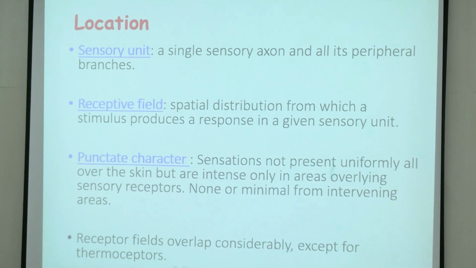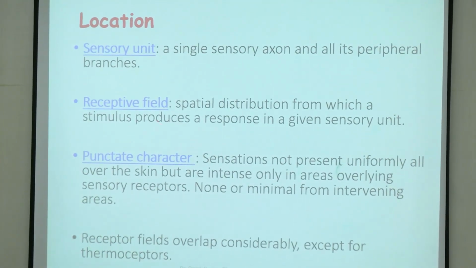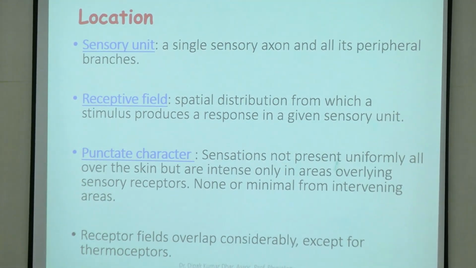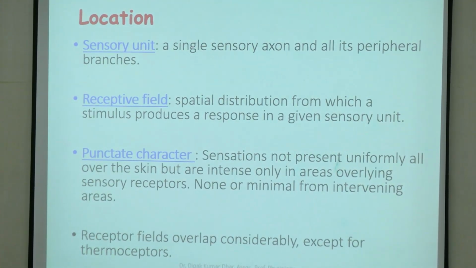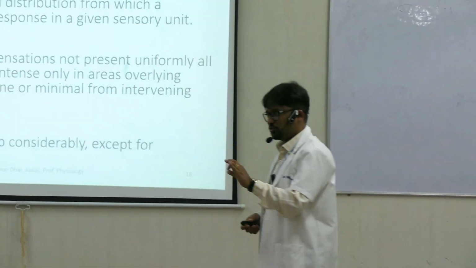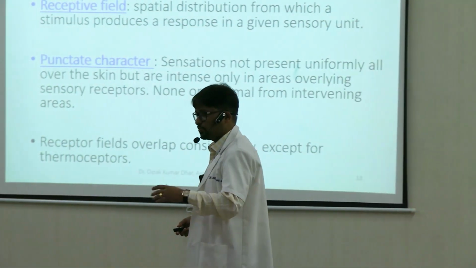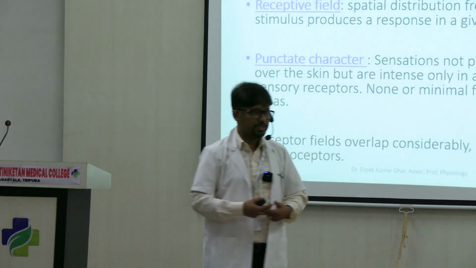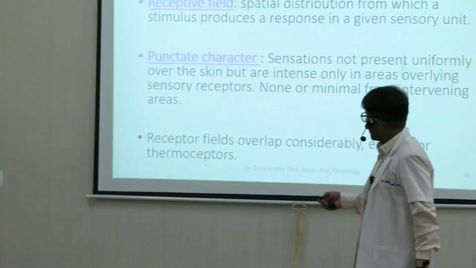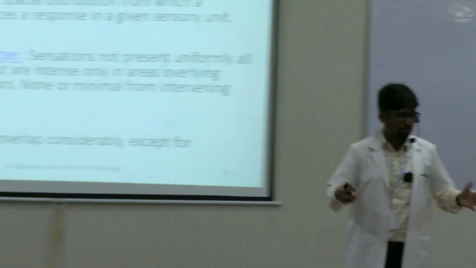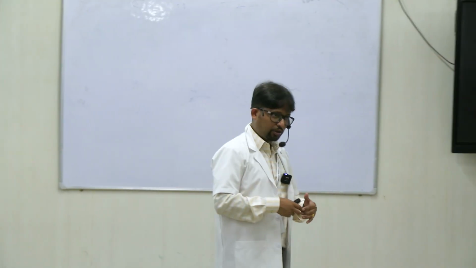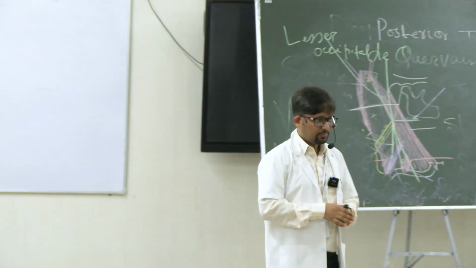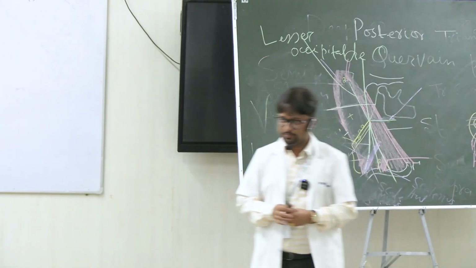And receptor fields overlap, except for thermoceptors, where the hot and cold spots all over the body are very distinct. For other sensations or modalities, there is a degree of overlap over all the receptive fields. Taking all of this into knowledge, now let's understand how the body knows the location. If you put a, so can you close your eyes again?